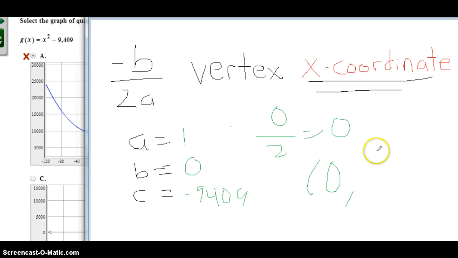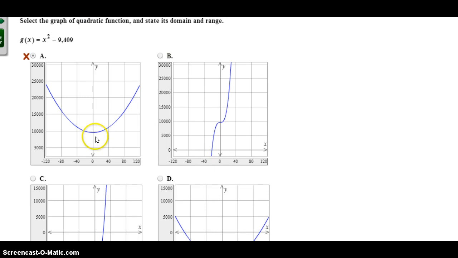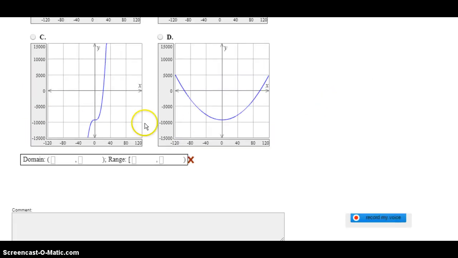We plug a 0 in there, and we're going to get negative 9409. Okay. So we're looking for the vertex or the middle of the graph to be at 0 and then negative 9409. So it looks like A is at maybe positive 9,409. We're in the positives here. But in graph D here, we're looking at the negative, so negative 9409.